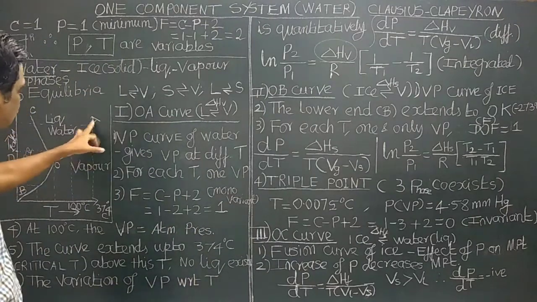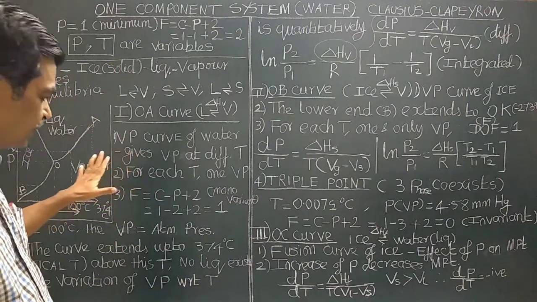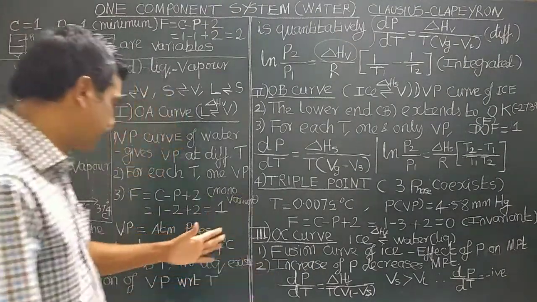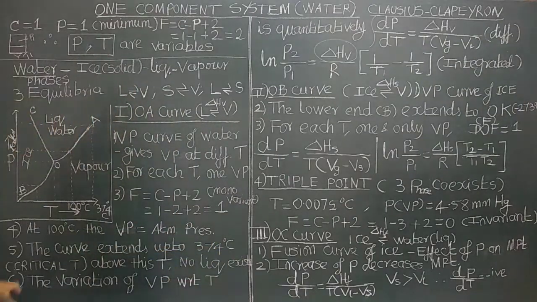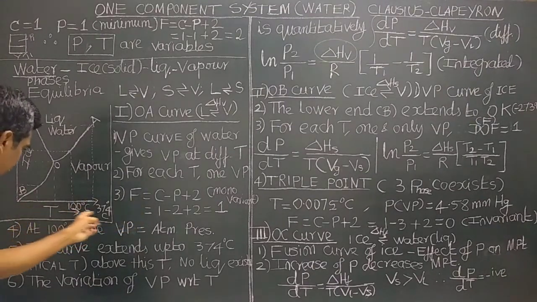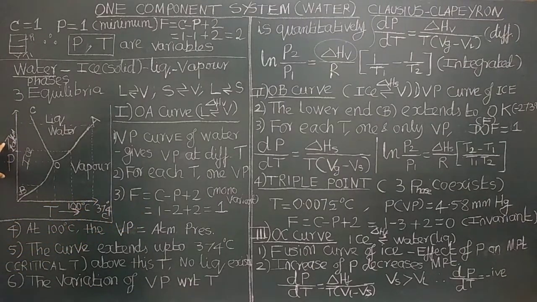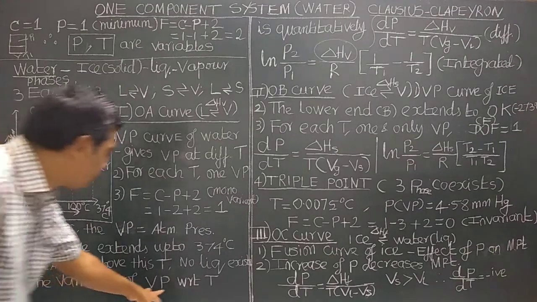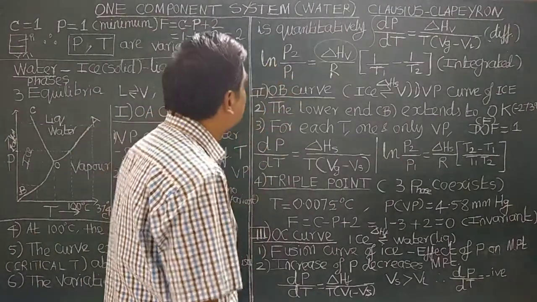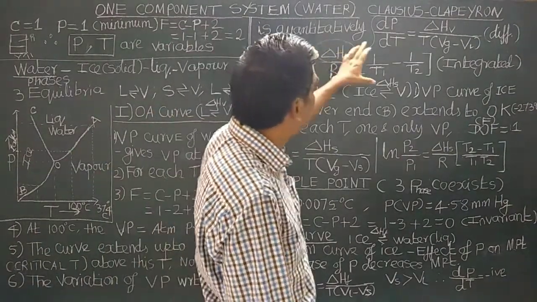Above this point, it is in the gaseous phase. It is in the vapor phase. No liquid exists. Okay. So now the variation of vapor pressure with respect to increasing temperature. We are increasing the temperature and we are measuring the vapor pressure. So the change of vapor pressure with respect to temperature is quantitatively derived.